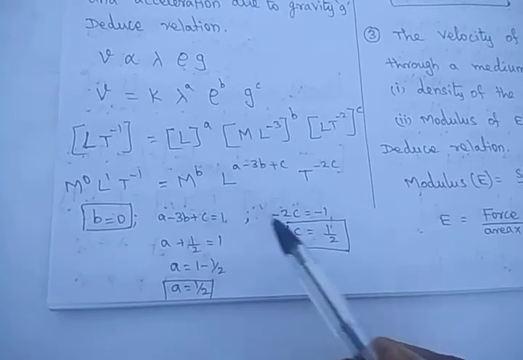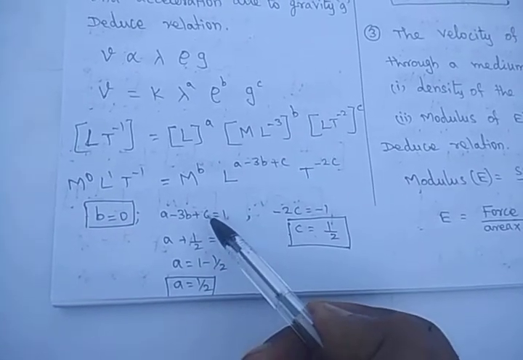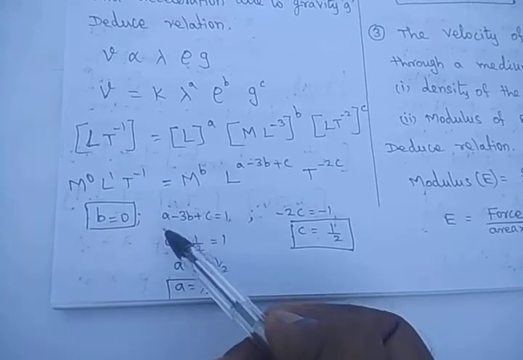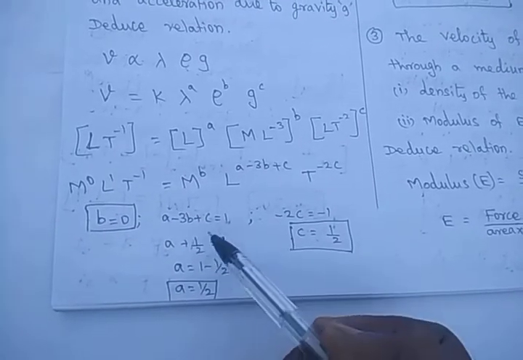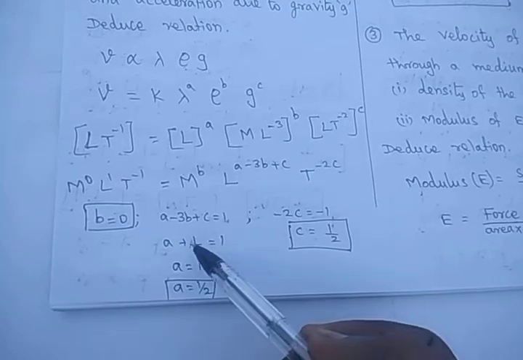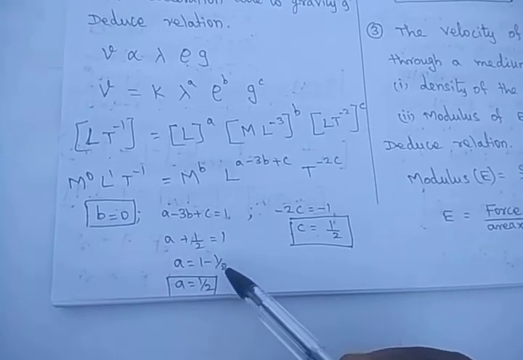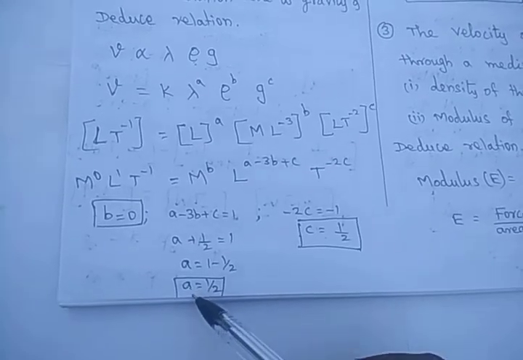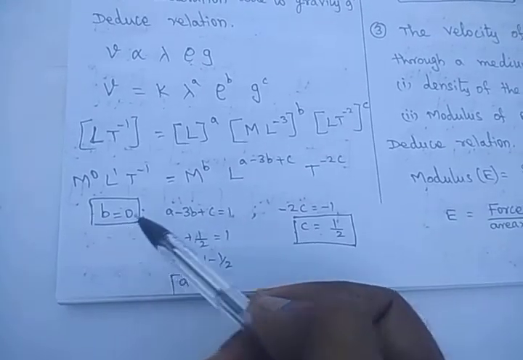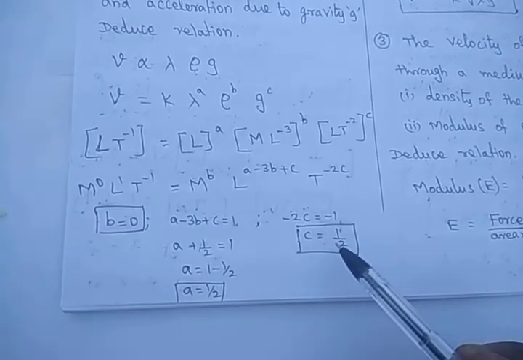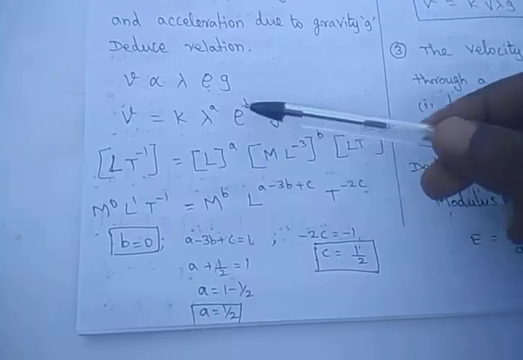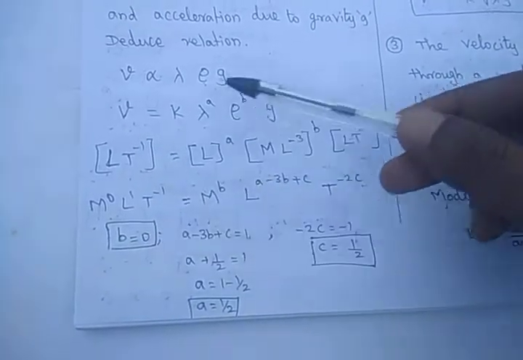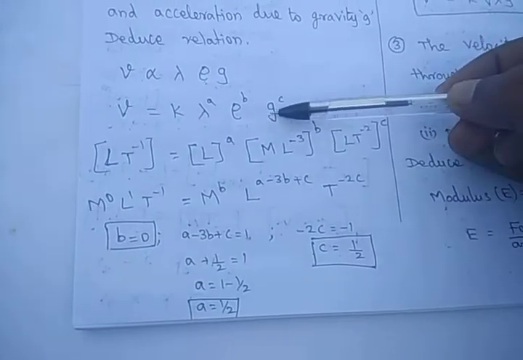Substitute this b value and this c value in the equation. So b will become 0, so a plus 1 by 2 is equal to 1. If this 1 by 2 comes to the right side, it means minus 1 by 2. 1 minus 1 by 2 is 1 by 2. So the a value is 1 by 2, the b value is 0 and the c value is 1 by 2. So substitute a is equal to 1 by 2, b is equal to 0 and c is equal to 1 by 2.